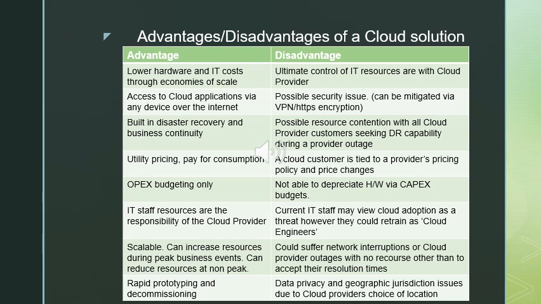The ultimate control of the IT resources is now with the cloud provider. You also have a possible security issue of the data in the cloud and also getting to that cloud. However, these can be mitigated with a VPN or an HTTPS encryption connection methodology. There is possible resource contention, with all cloud provider customers seeking the same disaster recovery capability during a provider outage. A cloud customer is tied to a provider's pricing policy and price changes.